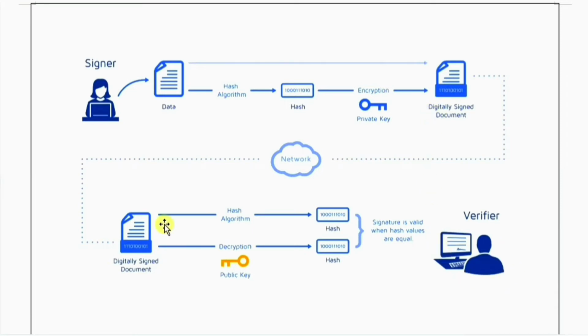When a receiver receives a digitally signed message, the receiver generates a new hash from the message. After that, it decrypts the received hash using the public key. At last, it compares both the hashes. If they are equal, the digital signature is verified. And this is the digital signature flow.